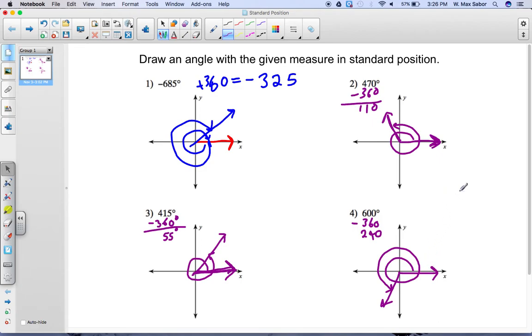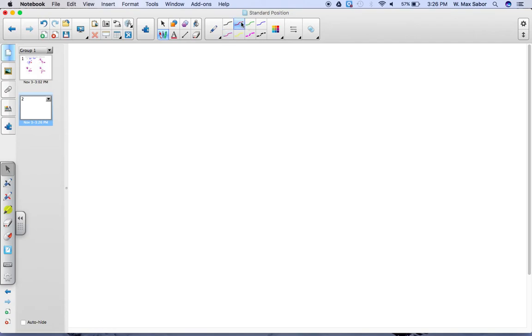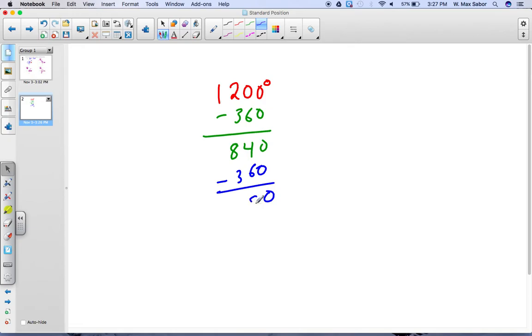If we had something like, let's say 1,200 degrees, we'd subtract 360 more than once. We'd subtract 360 as many times as we need to get down to something less than 360. So this would be, what, 840? Subtract again. And that would be 480. Subtract again. Now we have something less than 360.